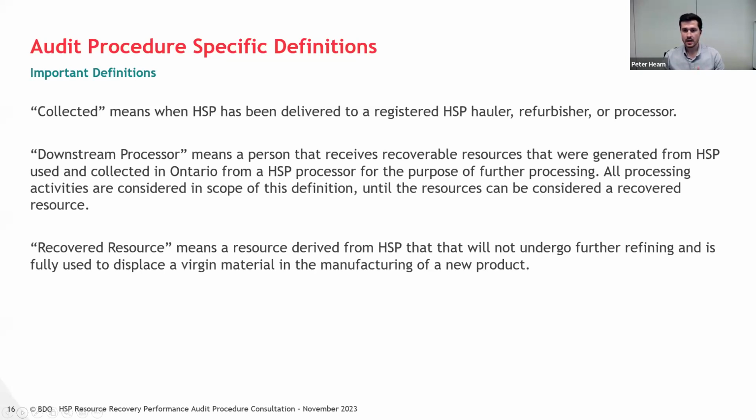Downstream processors have been defined as a person that receives recoverable resources that were generated from HSP and collected in Ontario from a HSC processor for the purpose of further processing. So this would be anything that is no longer a hazardous and special product, but it is not considered a recovered resource as defined below. It is somewhere in between. So a processor receiving this type of material somewhere in between either original or fully recovered would be a downstream processor.